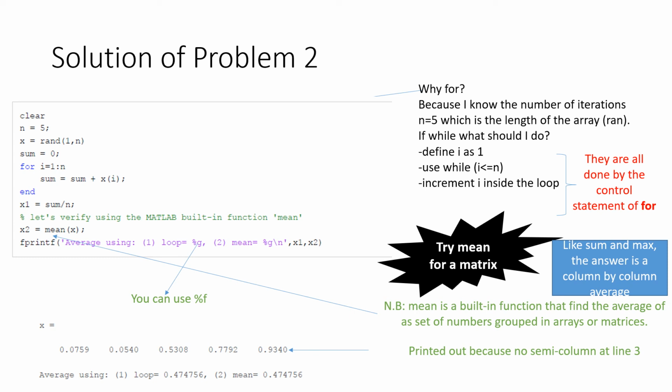So this means that I will do the sum, and I advise you not to use sum as a variable name as I did here, because there is a built-in function called sum. You can use summation, for example, and then after the end I can divide by n, and this will be x1. In order to verify this, you can of course try mean of x, and mean of x will give me basically the mean of x as one number, because x is an array. Now if x was a matrix, mean will of course give me the average column by column.